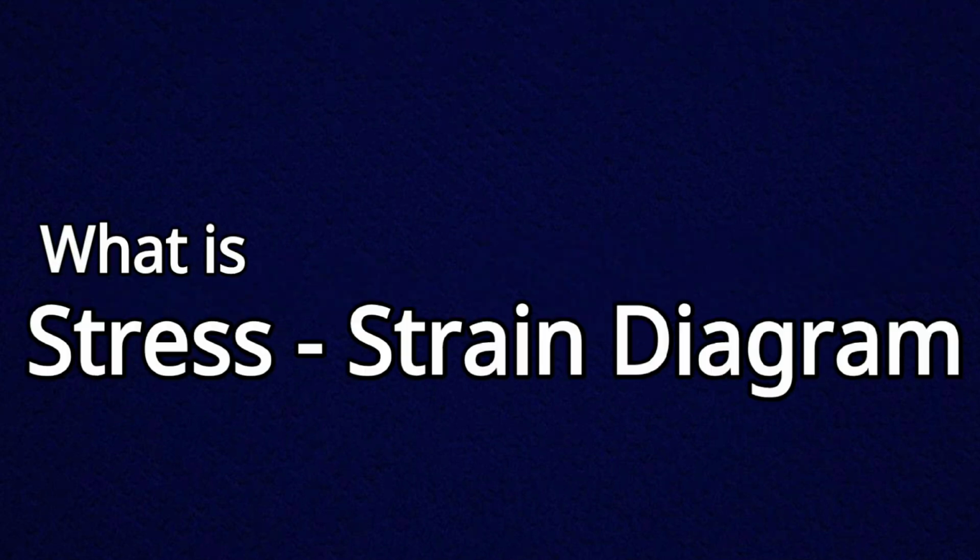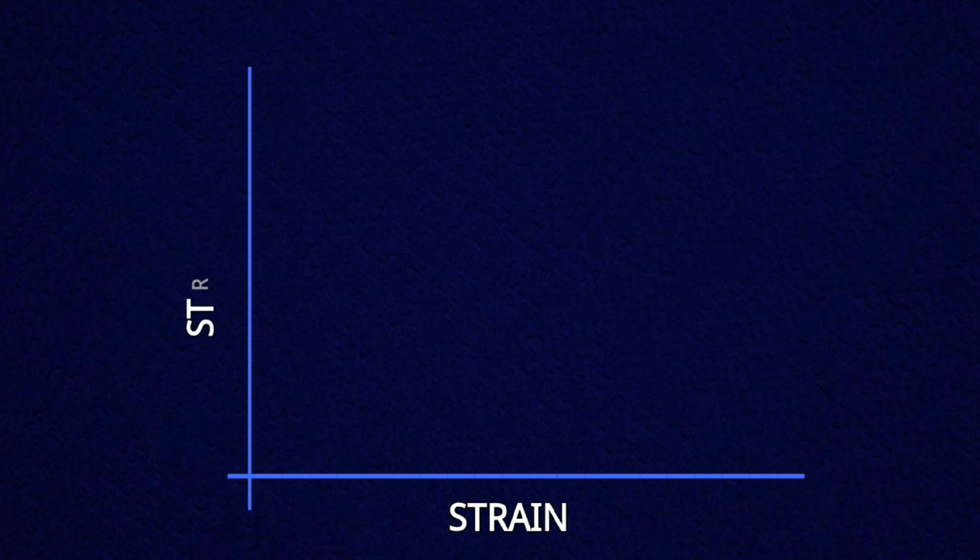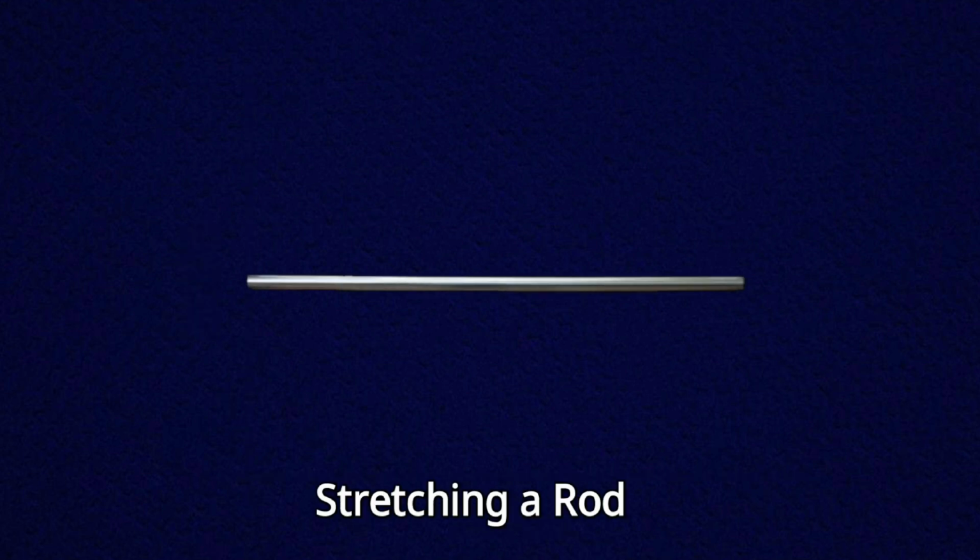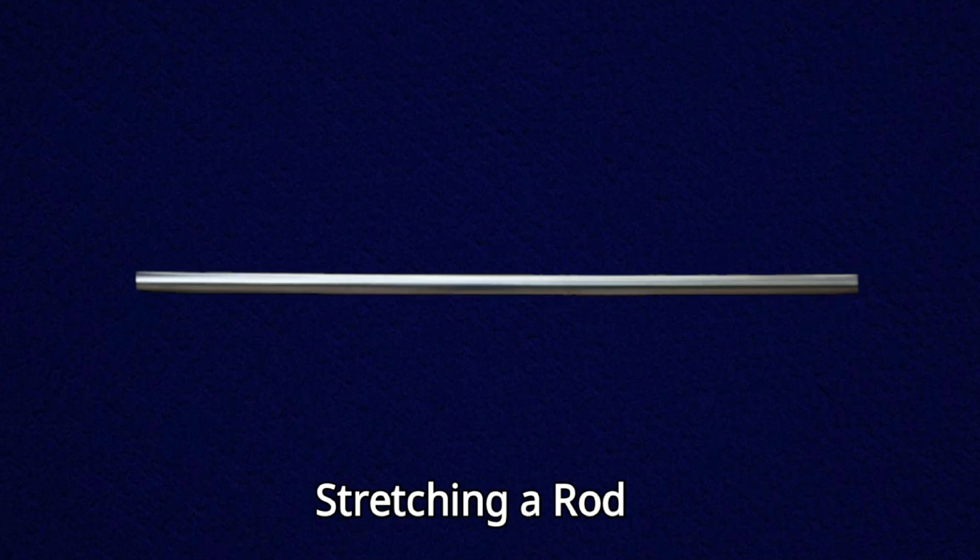The stress-strain diagram is a graphical representation of a material's behavior when subjected to tension. The x-axis represents strain, and the y-axis represents stress. Imagine you're stretching a metal rod. Initially, it behaves differently as the force increases, and the stress-strain diagram shows these distinct phases. Let's break it down phase by phase.